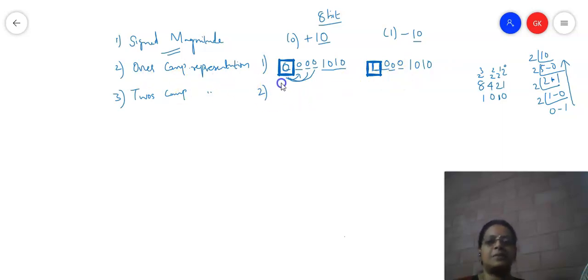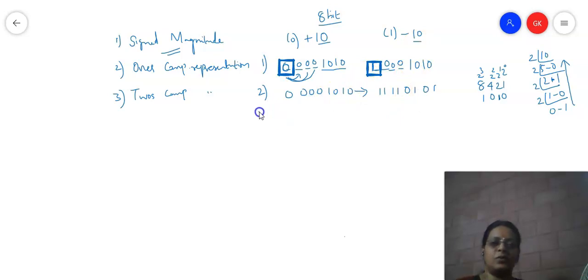In the ones complement representation, for positive numbers, we will write the numbers as such. There is no difference for positive numbers. So in ones complement also, we will have the same number 0, 0, 0, 1, 0, 1, 0. And for the ones complement representation of minus 10, whatever value you have written for plus 10, now take the ones complement of this number. What will be the ones complement of this number? It is 1, 0, 1, 0, and then you will have all ones. So you just flip the bits, 0 to 1 and 1 to 0. This forms the negative number, minus 10. So for the ones complement representation of minus 10, you take the ones complement of the positive equivalent.